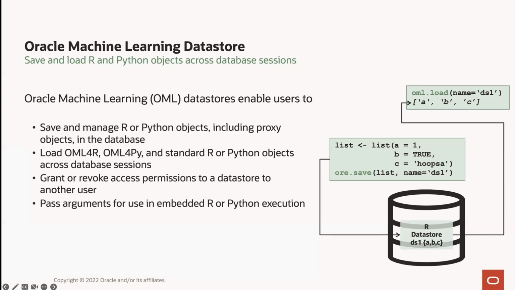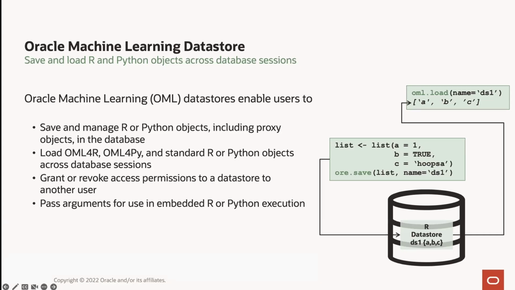So R and Python objects, including proxy objects, exist only for the duration of the current session unless explicitly saved. The Oracle Machine Learning Datastore enables users to save R or Python objects, including Oracle Machine Learning proxy objects, to a named datastore, and then load those objects in later R or Python sessions, including for use in embedded execution sessions.